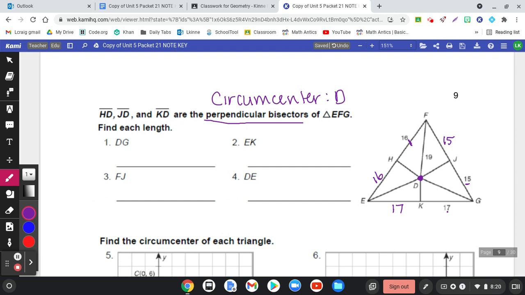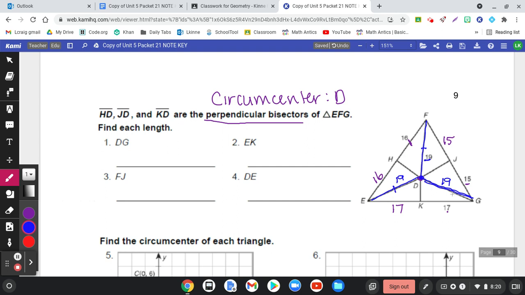All right, so let's see, DG. Actually, let's talk about what we just said. Now, it's cutting the sides in half, but from D out to E, from D out to F, and from D out to G are all the same. So since this is 19, these are both 19 as well. All right, so it cuts the sides in half and it's the same distance to the angles. So now that I've labeled everything, it's easier to answer the question.